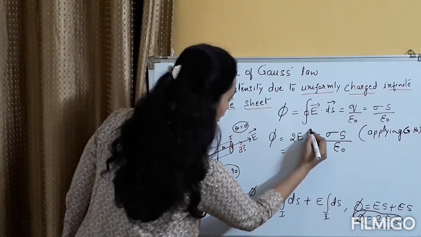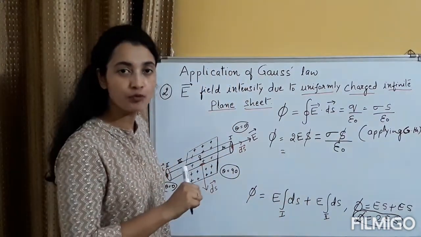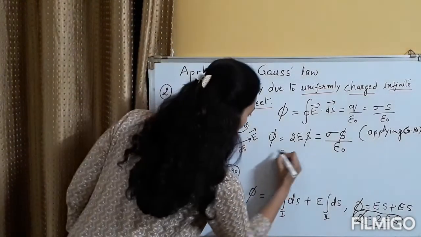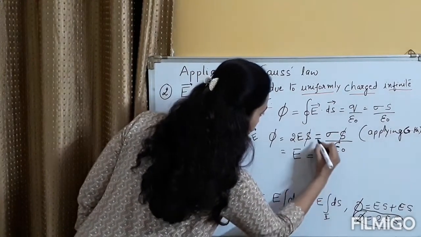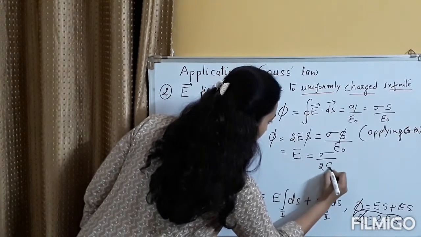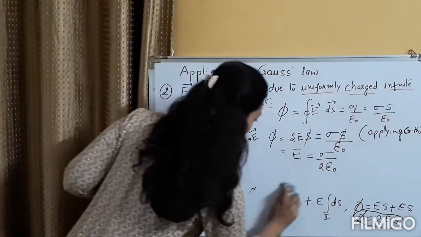Moving further, S gets cancelled on both the sides. What are we supposed to find out? Actually, why are we doing all this derivation? Yes, to find out the electric field. So electric field E is equal to sigma divided by, this 2 comes here in the denominator, and you get 2 times epsilon naught.